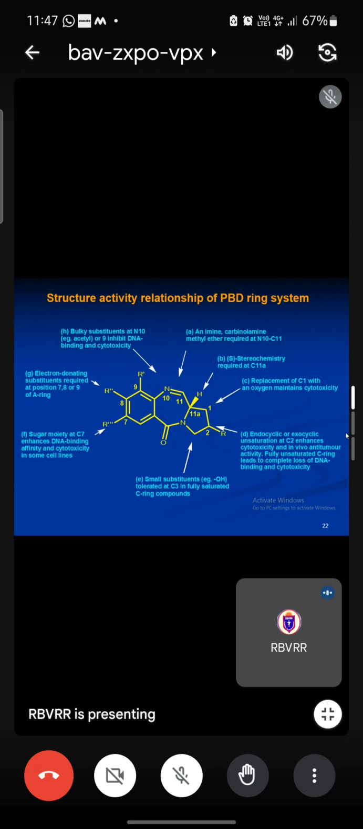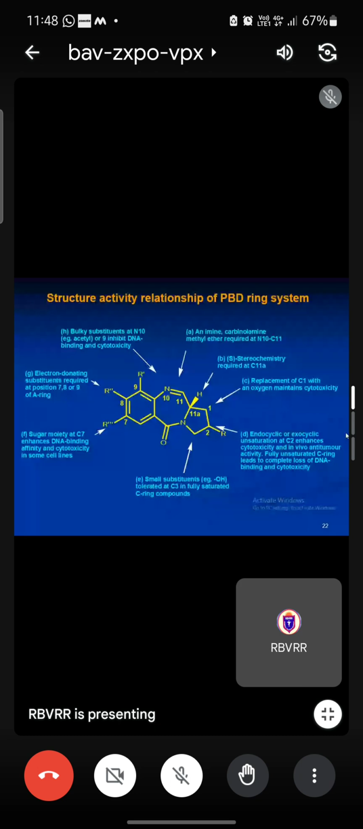I'll just talk about 2-3 brief things. As I mentioned to you in the beginning, at the N10-C11 position, the imine functionality or the imine ether is the utmost requirement. If you don't have this particular imine functionality, the molecule is practically not at all active. It's zero activity. The second aspect is the stereochemistry at C11a.